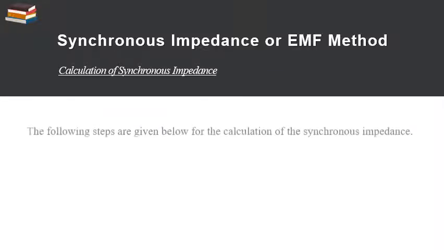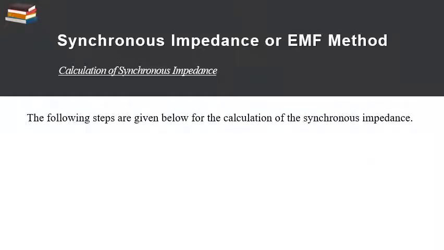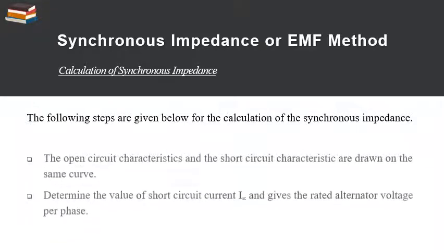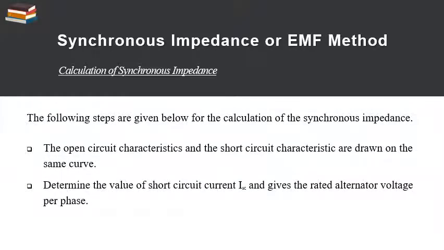The following steps are given below for calculating the synchronous impedance ZS. Number 1. The open circuit characteristics and the short circuit characteristics are drawn on the same curve. Number 2. Determine the value of short circuit current ISC which gives the rated alternator voltage per phase.